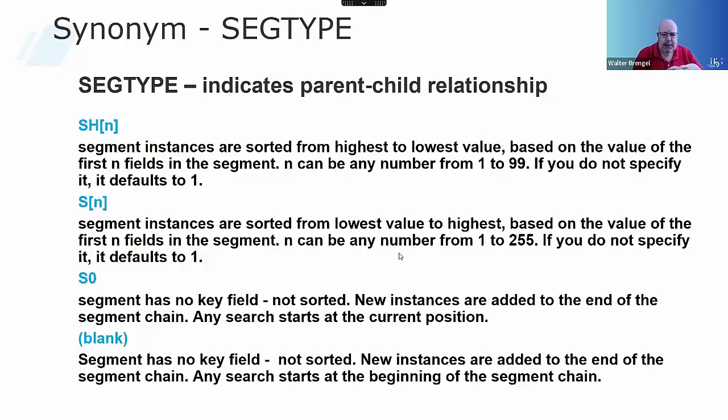So if I have SH, it's sorted highest to lowest. If I have S, it's sorted lowest to highest. The N indicates how many fields make the unique key. So if I have an S3, it means the first 3 fields in that segment comprise the unique key for that segment. S0 has no key, hence why it's used for relational data sources. All of the key information then is in the access file.